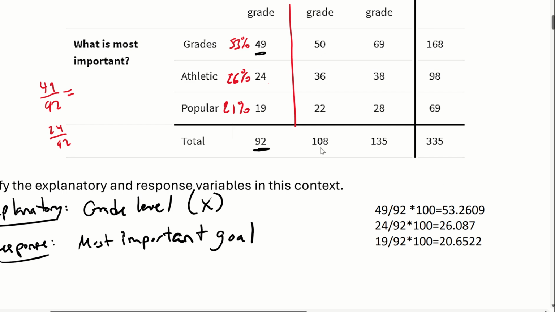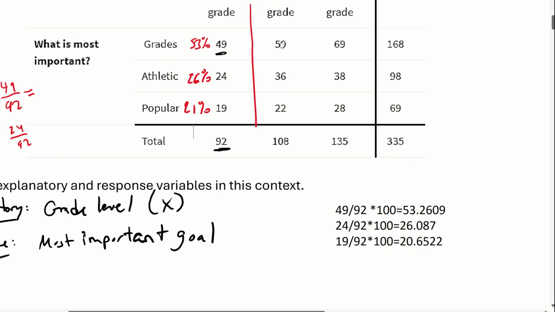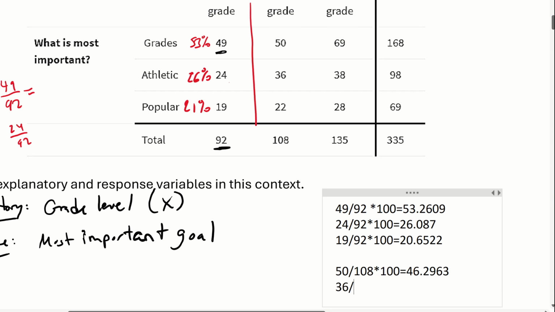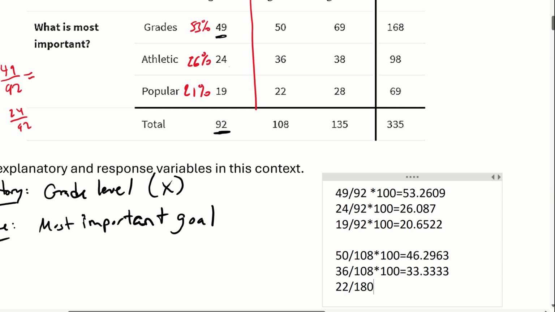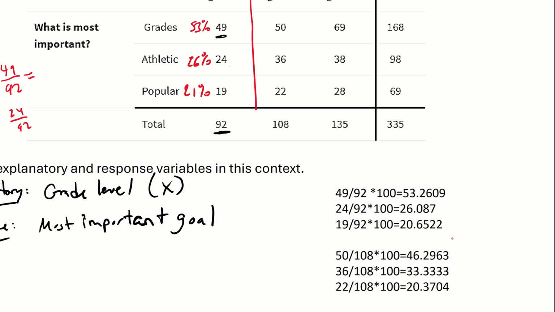So there's 50 out of 108. Out of 108 fifth graders, 50 chose grades. Let's do the other ones while we're at it: 36 out of 108, and then 22 out of 108. So we've got 46% here, 33% here, and then about 20% here. It's not going to be a perfect 100 because we're rounding. That's okay. It should add up to ideally close to 100.